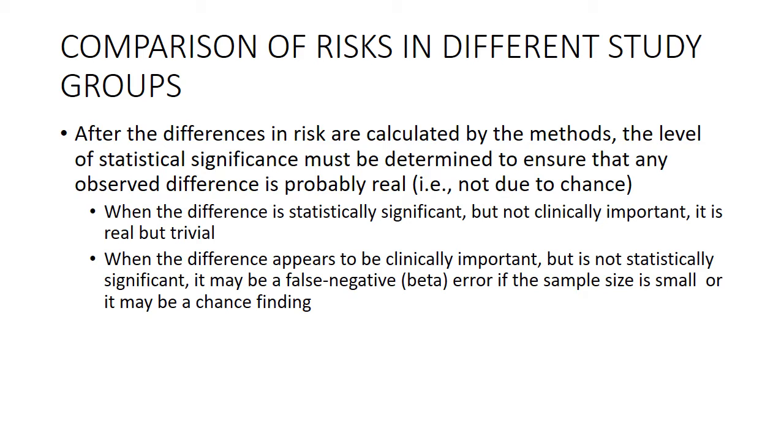The other thing to consider is that if the difference appears to be clinically important, but we were not able to achieve statistical significance, it could be a false negative, right? It could be a type 2 sort of error where we didn't have a big enough sample size to actually find this, and we would consider that study to be underpowered in those cases.